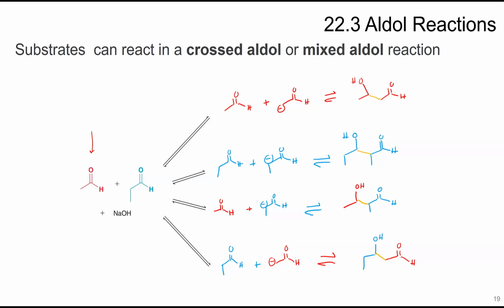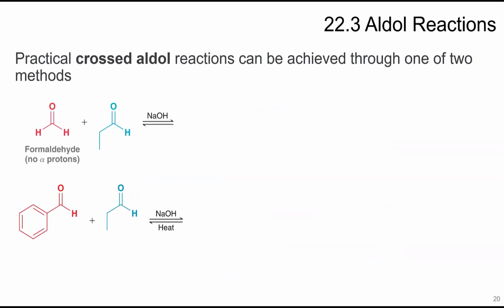If you want to control the products, there is a way to do that. There's 2 methods to doing that. One method is to use formaldehyde, where there's no extra alpha protons. If you do this, this is going to be the one with the enolate, because this one has the alpha proton. So you have this aldehyde, we make a new bond to formaldehyde. So that is one method, is to do it with no alpha protons.